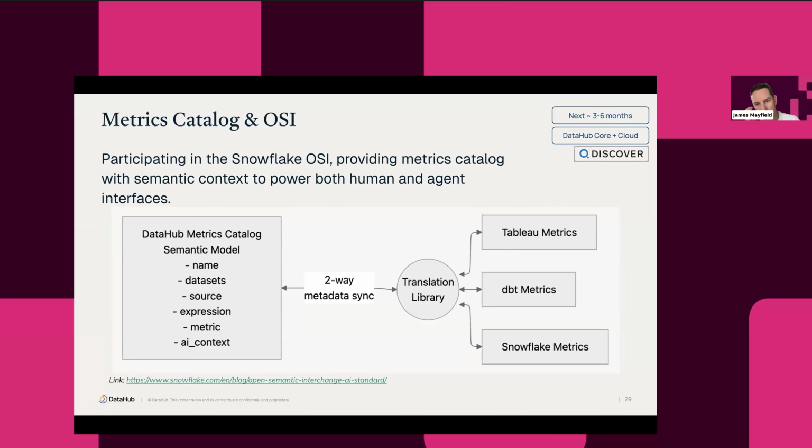This is our little diagram that shows how we think about the world, where we want to have a catalog on one side. There are all these various places where metrics get defined: the Snowflake semantic view layer and metrics layer, the dbt metrics layer, Tableau has metrics, Looker, et cetera. Having these translation libraries and being able to have a metrics catalog that has one canonical definition built on this open semantic interchange spec, but then allows connection to all of the various places where metrics actually get defined. That is top of mind for us and something we'll be working on soon.